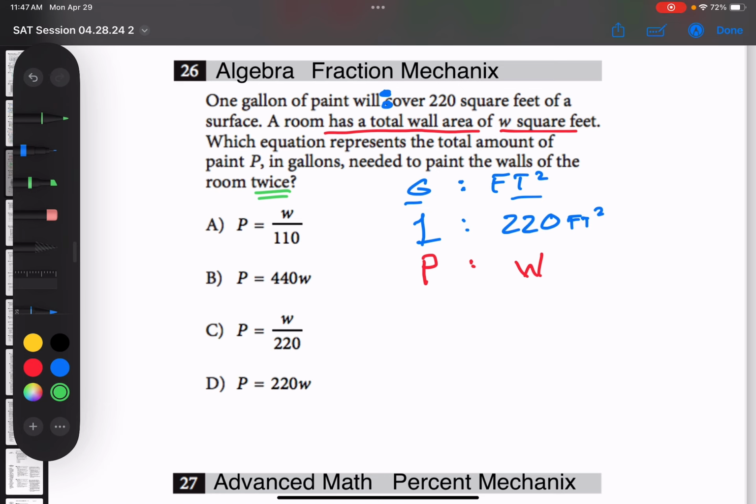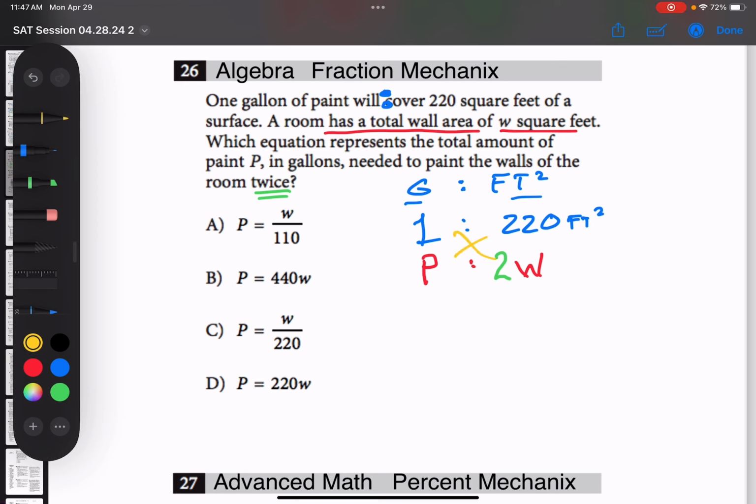But they're asking, if a room has a total area of W square feet, how many P gallons will be needed to paint the walls of the room twice? So that means it's going to be painting the room 2 times. That would be 2 times W. That's where that twice goes. And there you go. That's the slickness of the question.